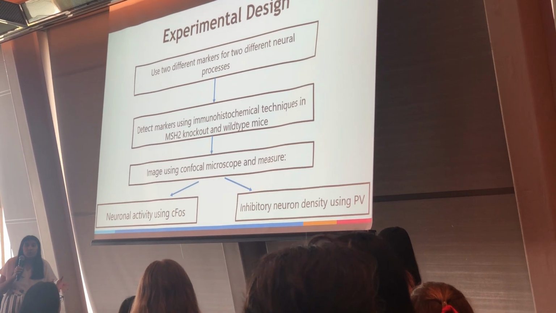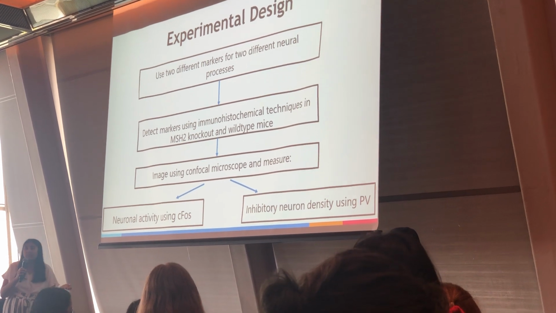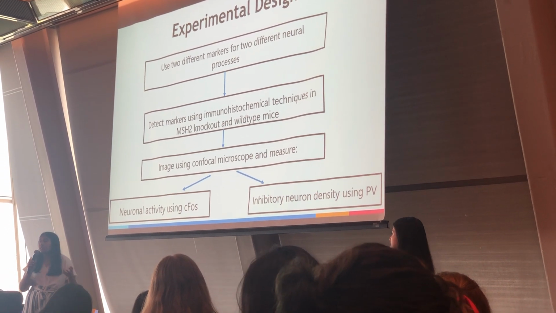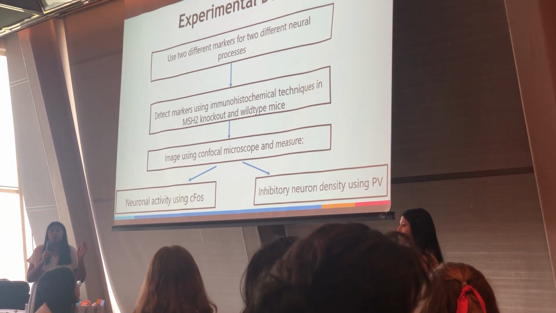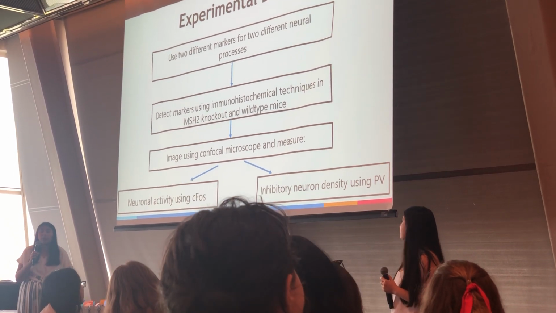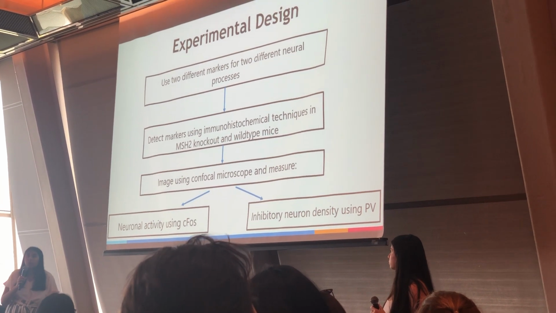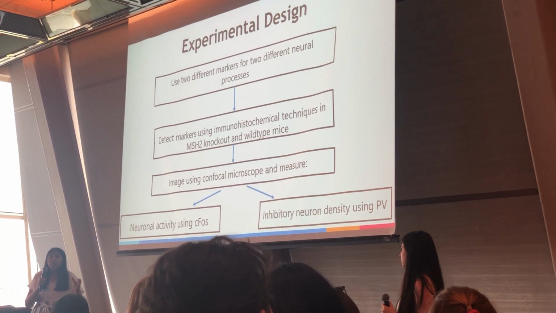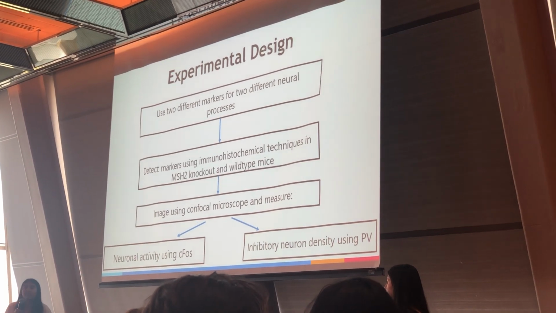So these two brain markers we just discussed are also used to determine two different neural processes in the brain. We were able to detect these markers by using immunohistochemical techniques in both the MSH2 wild-type and MSH2 knockout mice. Then we were able to image them using a confocal microscope, and from that we were able to obtain a result on neuronal activity using CFOS and inhibitory neuron density using PV.